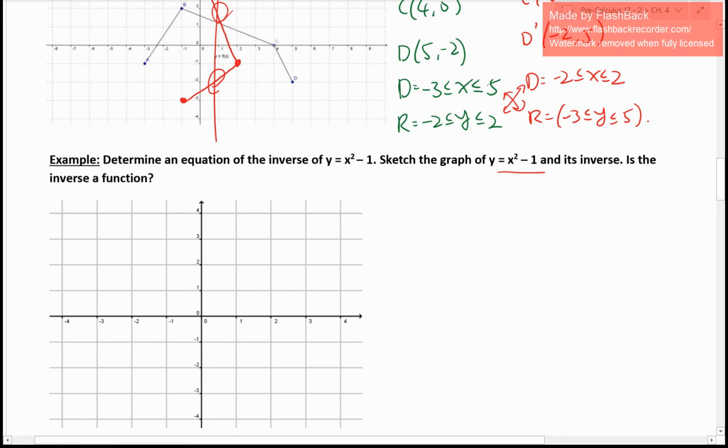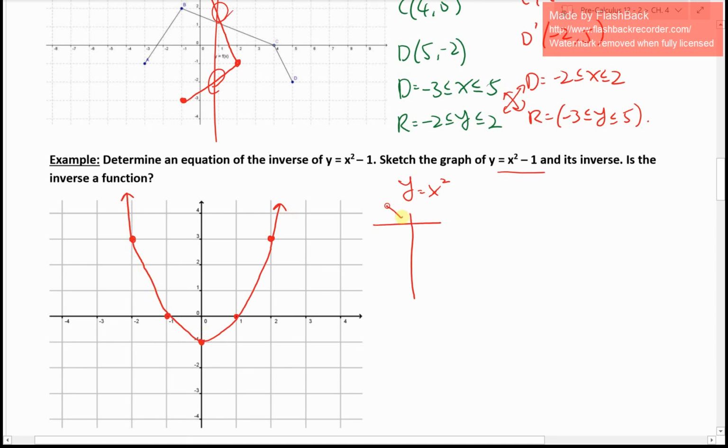X squared minus 1. Hopefully you know what that looks like. That means we have a vertex at -1. Okay, remember this is just a graph of y equals x squared, but moved 1 unit down. So you should have 2 points right here and 2 points right here. Not that one, this one right here, here, and here. This is x squared minus 1. If you don't remember how to graph this, that's okay. You can always use table values.